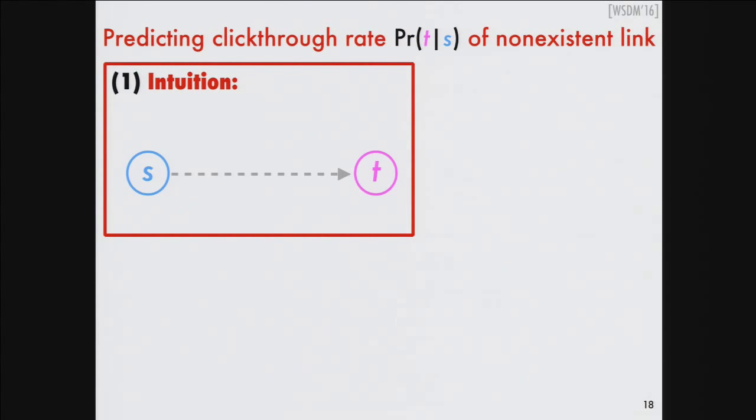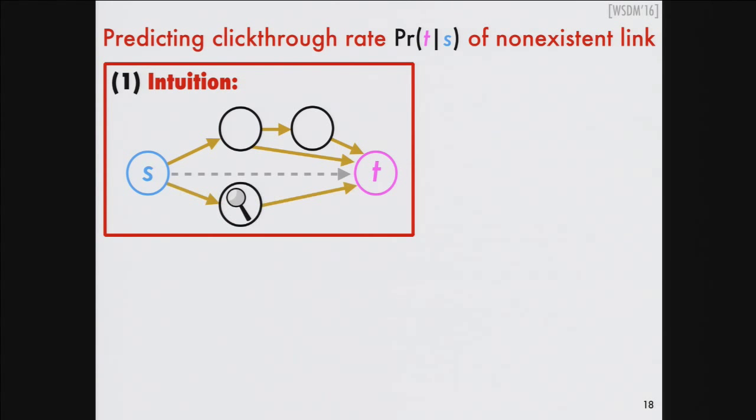Here's the intuition behind our approach to predicting click-through rates. Imagine that there's a pair of pages, S and T, and there's no direct link between them yet. But also imagine that users who visit the source page S really have a desire to also learn about T. Now, if they really have that desire, then they will still find some way of learning about T. For example, by navigating on indirect paths, or by briefly leaving the site, going to a search engine, searching for T, and then coming back to the site. And you can also model that as an indirect path through the search engine.